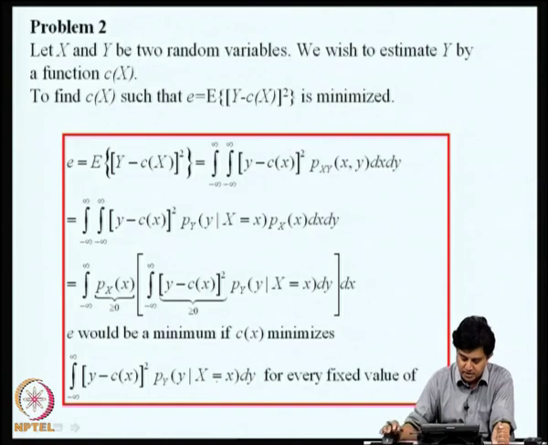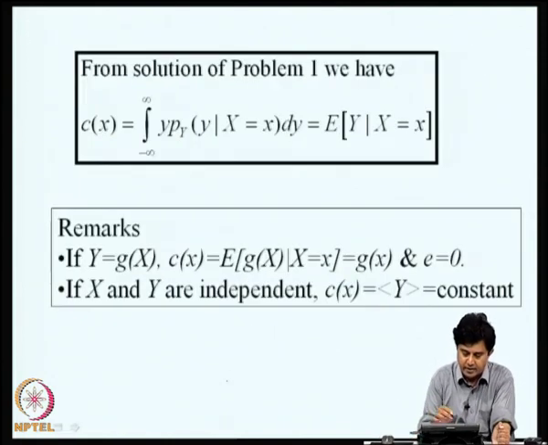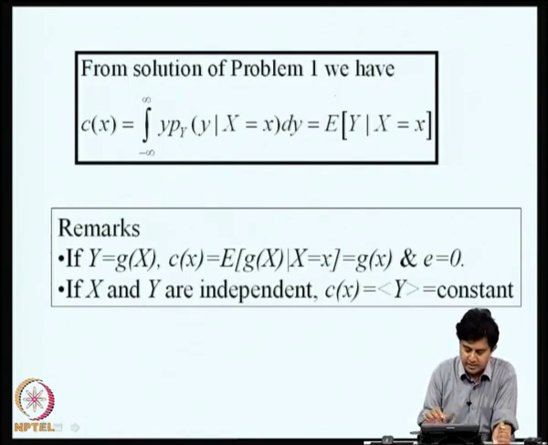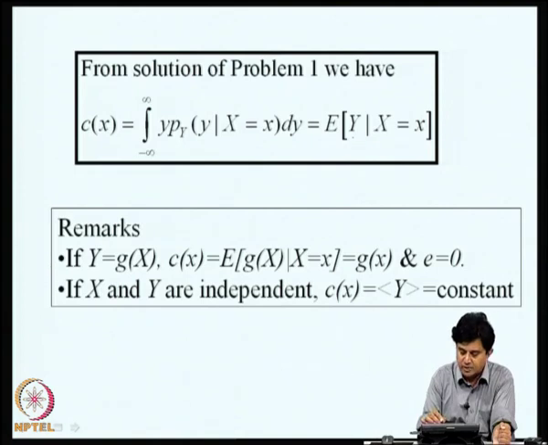Now, based on the solution to the first problem that we solved, where we found out the best replacement for a random variable, we get now the solution to this problem, namely the optimal choice of c of x is the conditional expectation of y, that is, expected value of y conditioned on x equal to x. This is the optimal choice.